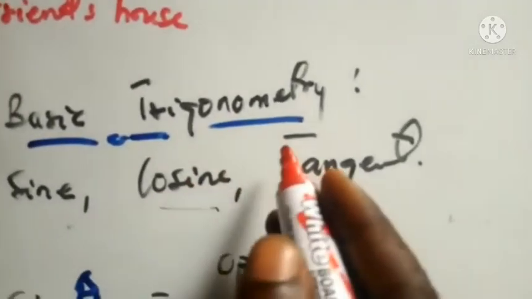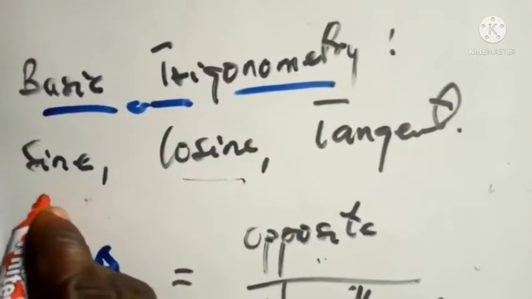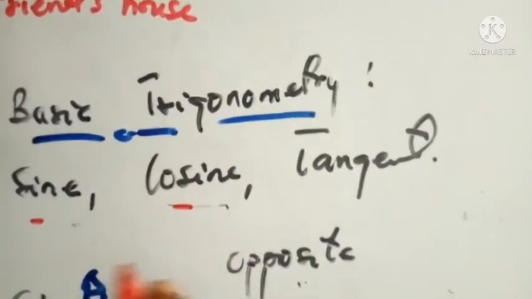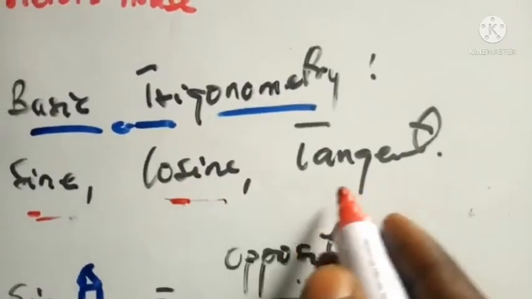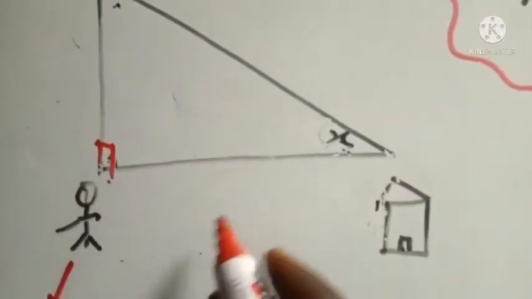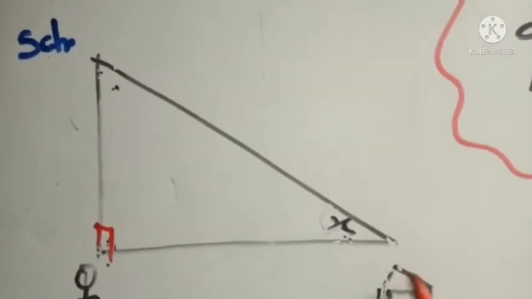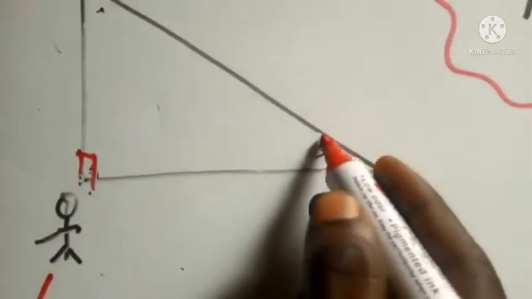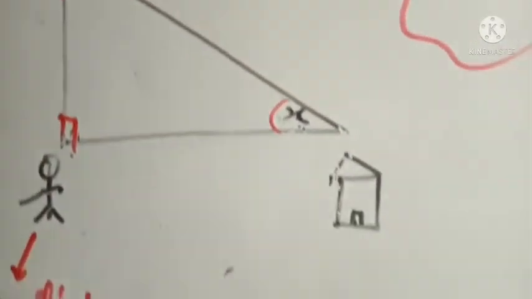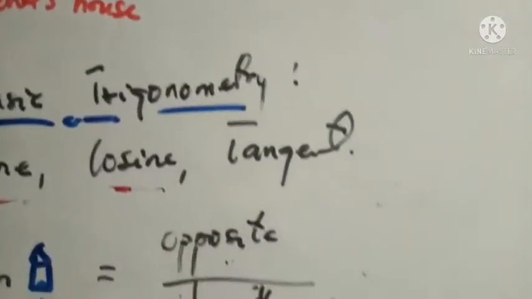The basic trigonometric functions are the sine, cosine, and tangent. So these are the three you are going to use to determine the distance between any of them, either from you to your school, from your friend's place to your school, or from your school to your house, as well as the angle. So these are the three things that we are going to use. And then how do you use them?